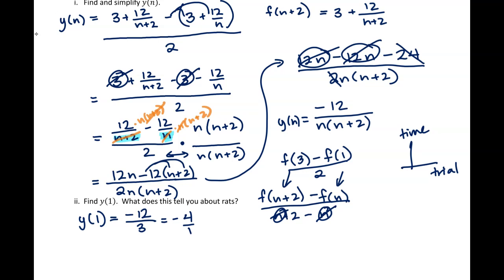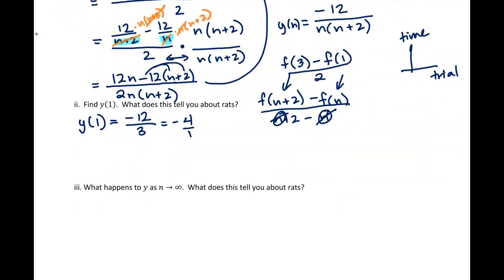If you actually check trials 1, 2, and 3, it might not perfectly go down by 4, but the average overall is that it goes down by 4 minutes per trial. So that's what we're getting there. It is an average rate of change, and I want you to keep watching for those and recognizing them. Okay, I have just one more question, and this is getting very much into calculus thinking. What happens to this y function as n goes to infinity?